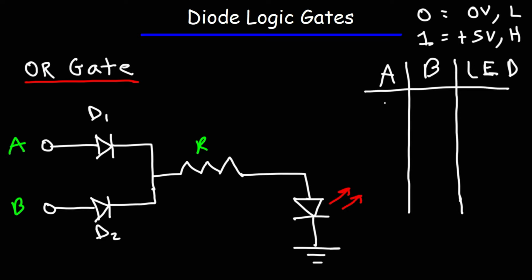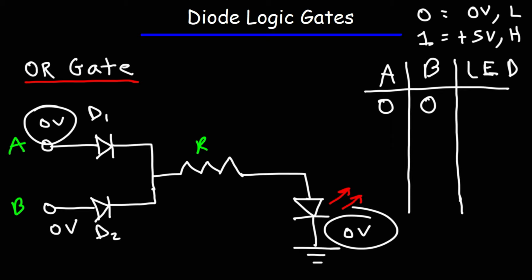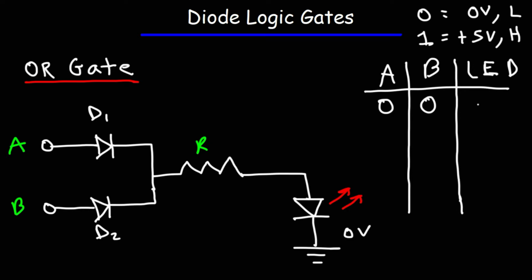So let's say if both A and B are 0, will the LED be on or off? Now the ground potential is 0 volts. If both A and B are set to 0 volts, no current will flow through D1 or D2. So the LED will be off because the potential difference between these 2 points is the same. If there's no potential difference, there is no current flow. So this is off.